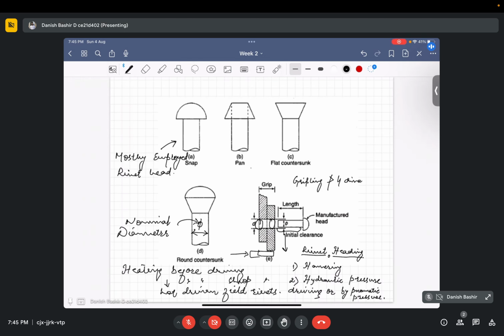So when this rivet is hot and is driven into the hole, the diameter of the rivet is exactly equal to the diameter of the hole, and that is known as the gross diameter of the rivet. The gross diameter is equal to the diameter of the hot rivet.